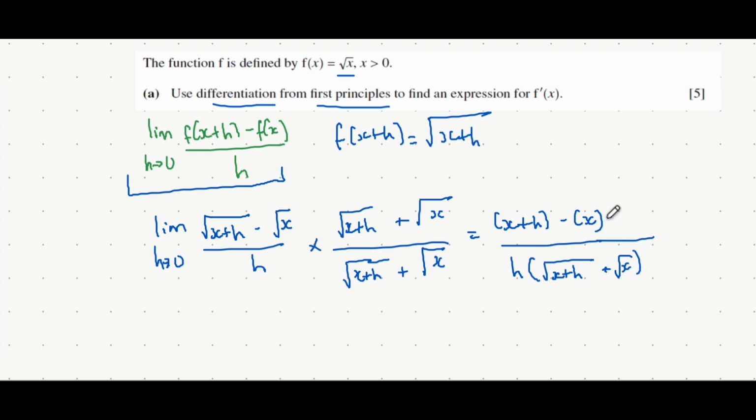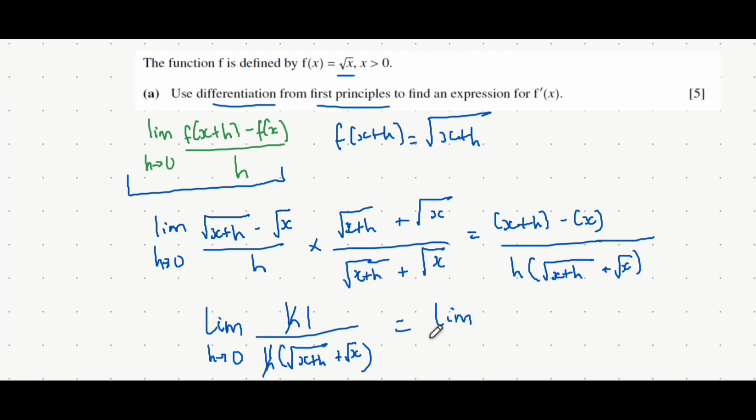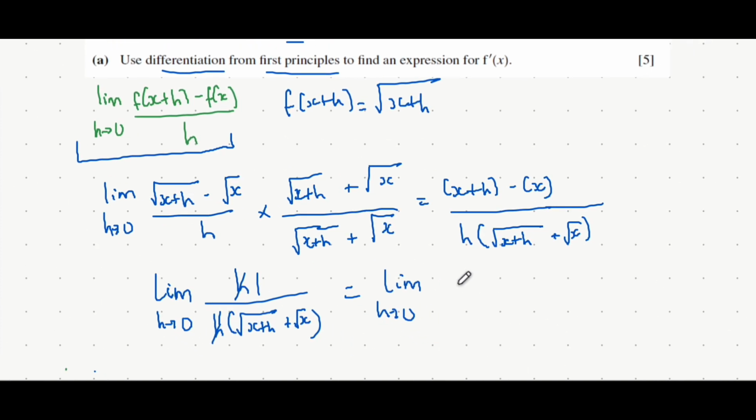Okay, now x minus x cancels out, so then we're left with the limit as h tends to 0. In the numerator, we're just left with h. And in the denominator, we're left with h multiplied by everything that we had before, root of x plus h plus root x. Now the h on top and bottom cancels out, leaving you with 1. So what we have is the limit as h tends to 0 of 1 over root x plus h plus root x.